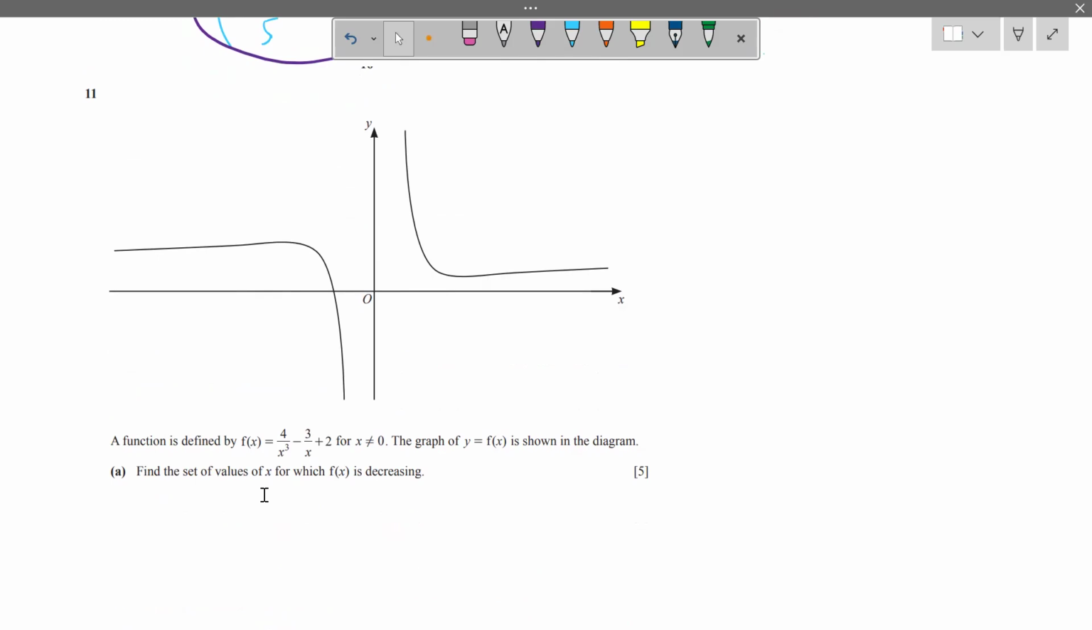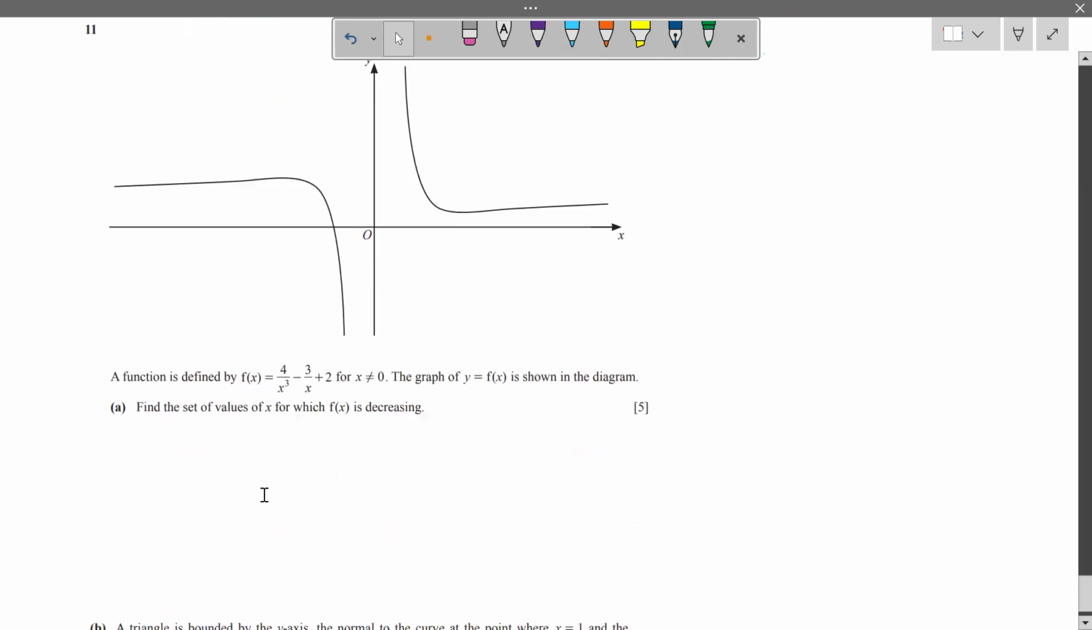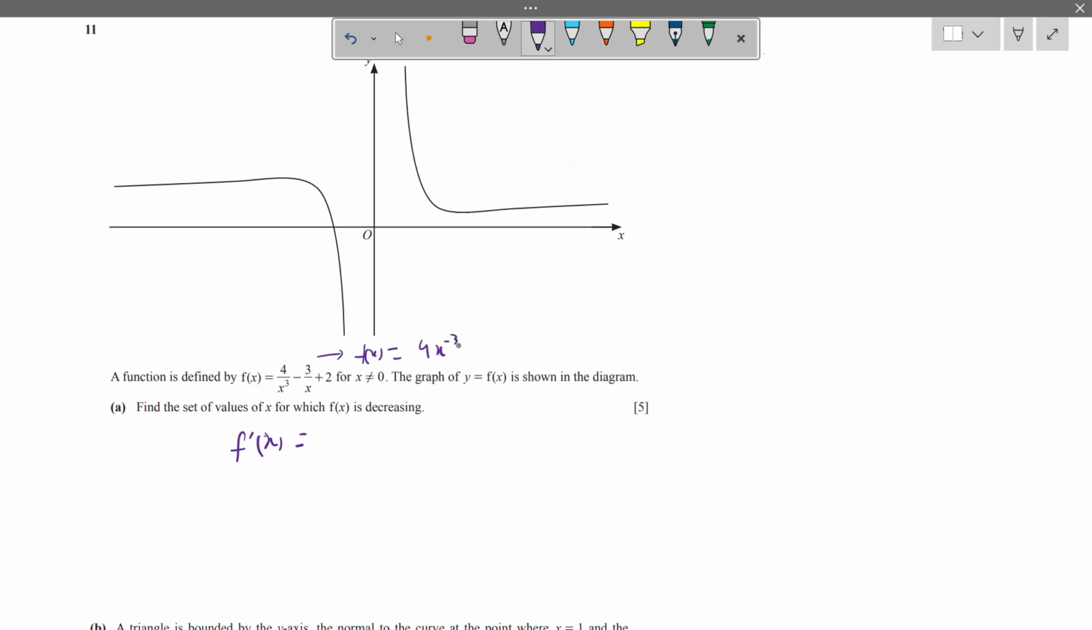Okay, for this, we have to recall that when a function is decreasing, its derivative is negative. So that means its gradient or slope is negative. So we have to find f prime of x. Just to make it easier, this is going to be 4x to the power of negative 3 minus 3x to the power of negative 1 plus 2. So the derivative is minus 12x to the negative 4 plus 3x to the power of negative 2, or minus 12 over x to the power of 4 plus 3 over x squared.